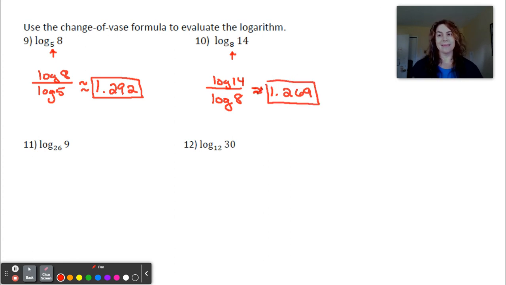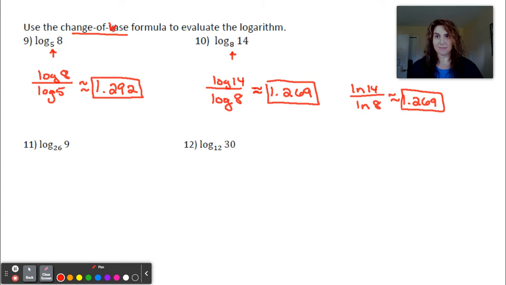All right, now again, just so you're aware, you could also use these as ln. So if I wanted to, I could take ln of 14 over ln of 8. This is your own preference. You are still going to get the exact same number in the end. Okay, so again, if they say use change of base formula here, that's all they're talking about.